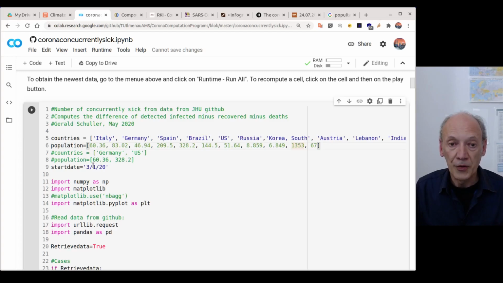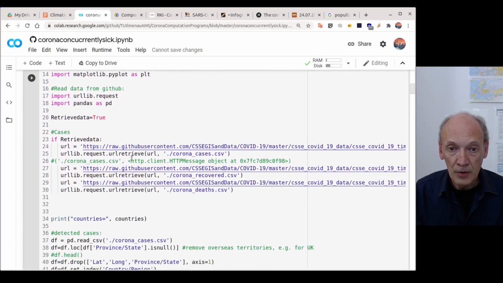Then there's also a start date from which the plots are plotted. So here it's March 1st, 2020. So this is just before the corona pandemic started in Europe and the US. So this shows it from the beginning, but this is also something you could change.